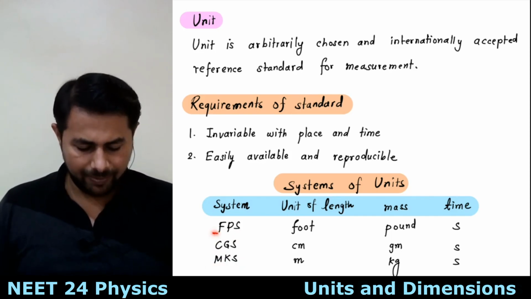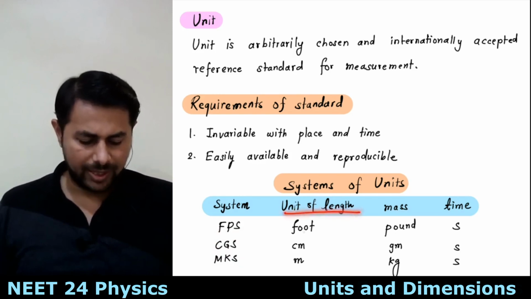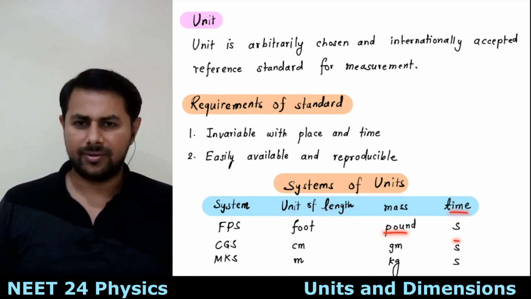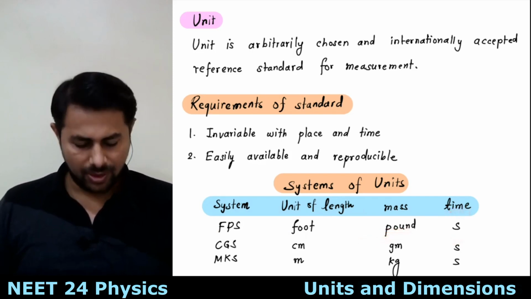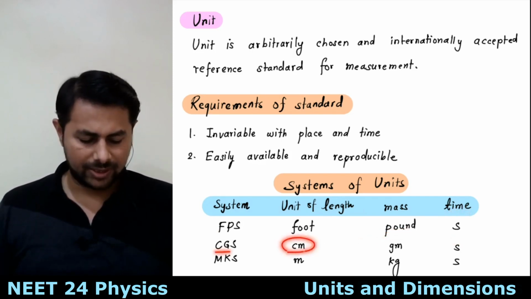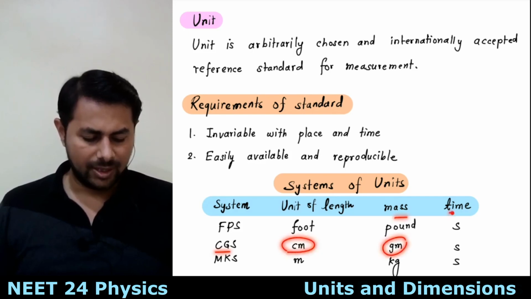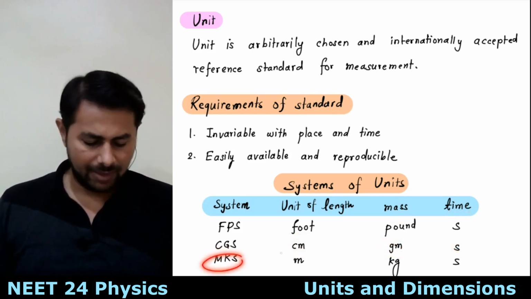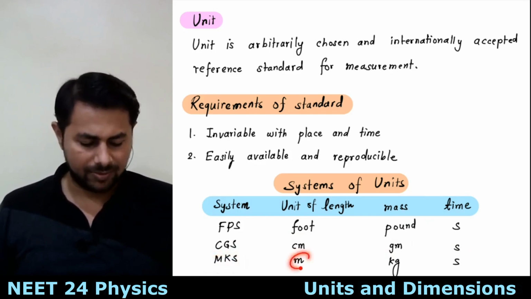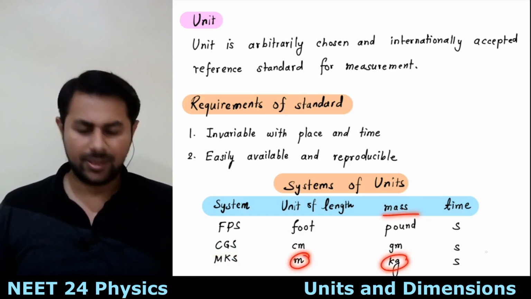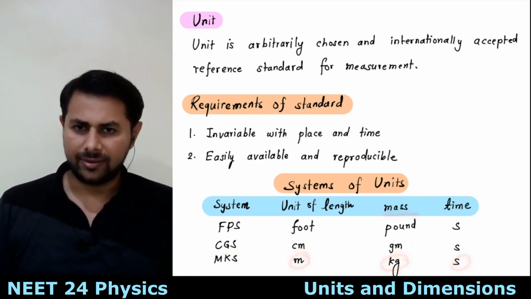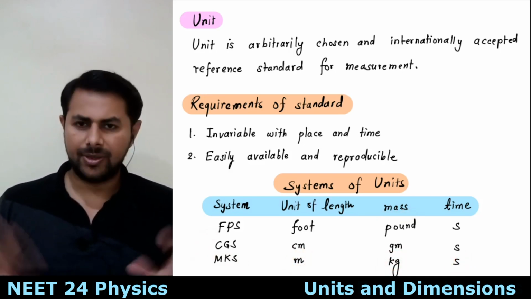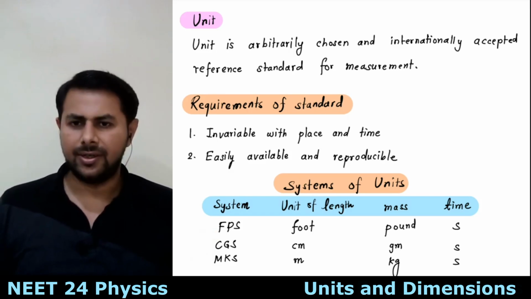In the FPS system, the unit of length is foot, unit of mass is pound, unit of time is second. That's FPS. In CGS, the unit of length is centimeter, unit of mass is gram, and unit of time is second again. And in the MKS system, the unit of length is meter, unit of mass is kg, and unit of time is second. So these were used in different parts of the world, right?